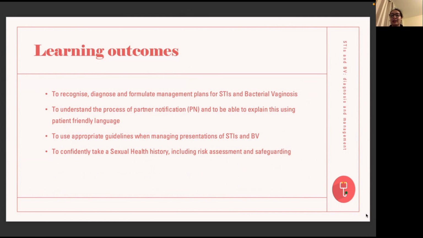We want you to be able to use appropriate guidelines when managing presentations of STIs and bacterial vaginosis, and to be able to confidently take a sexual health history, including risk assessment and safeguarding. And that's kind of a common thread that I'm going to be covering throughout all of my sessions because it's such an important part of all medicine, but especially things like sexual health. Okie dokie, next slide please.